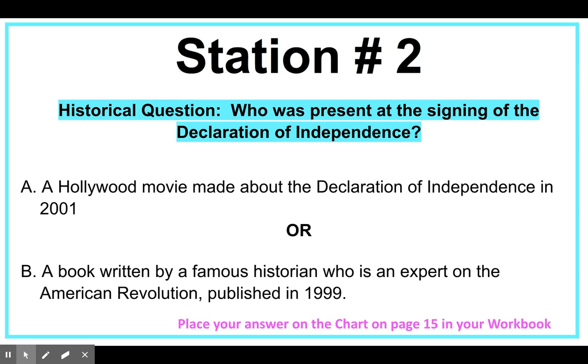All right, so is the book a primary or secondary source? What do you think? Primary or secondary? What's that you say? A secondary source? You are correct. Why is it a secondary source? It's a secondary source because it was not written at the time. You got it. All right, let's look at station 3. So we're going to slide 16 in your workbook.